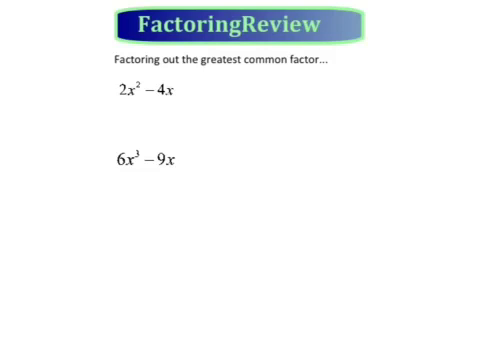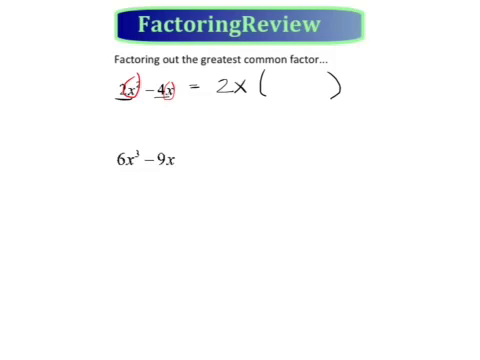So the first example, 2x squared minus 4x, we're going to look and see what number can we divide out of both 2 and 4. And so we'll find that we can factor out a 2. And then if we notice that there's also an x in both of the terms, we can also then factor out an x. So our greatest common factor here will be 2x.